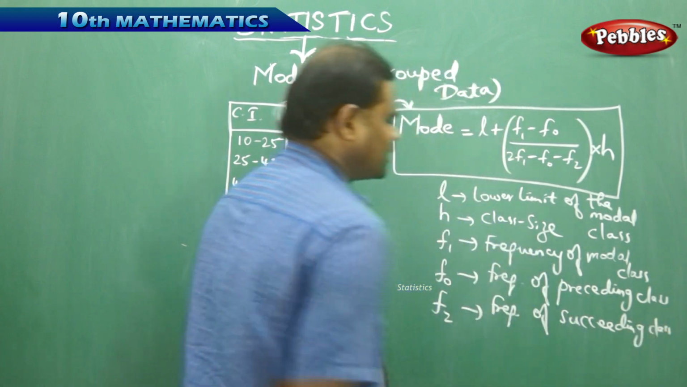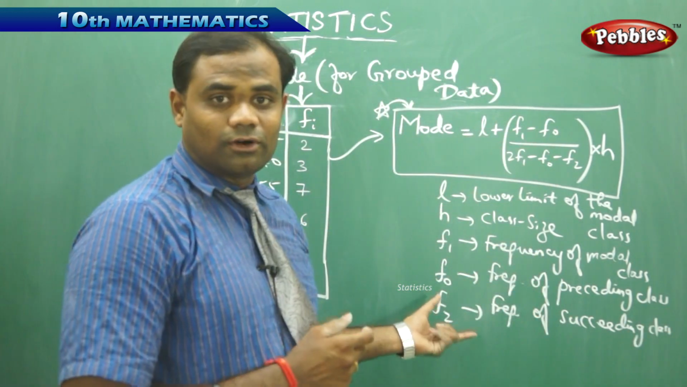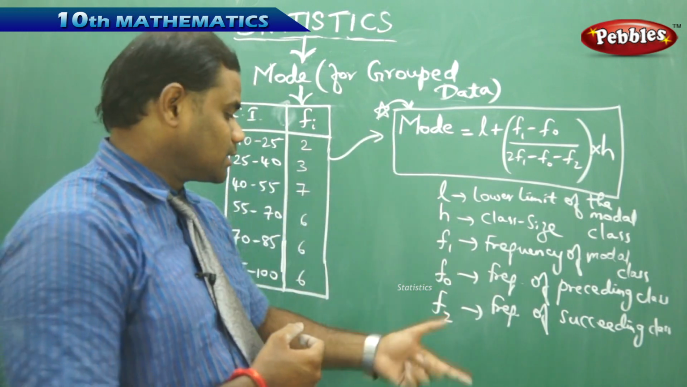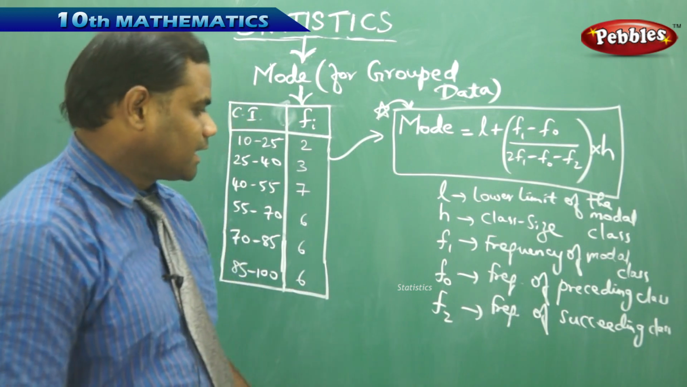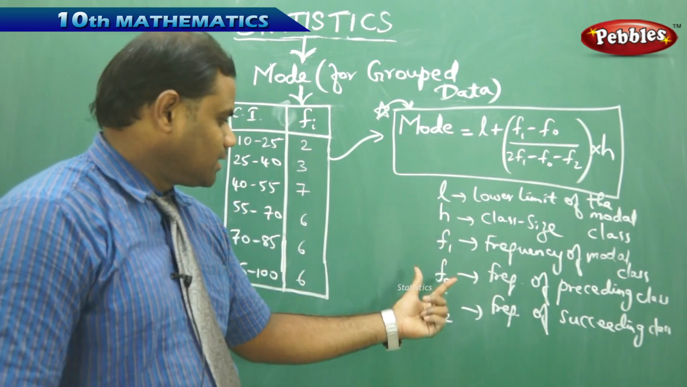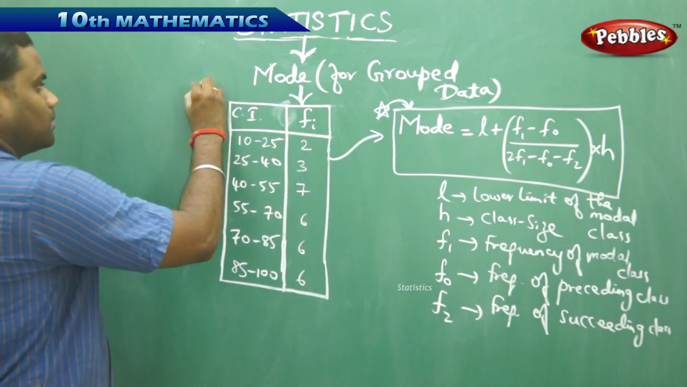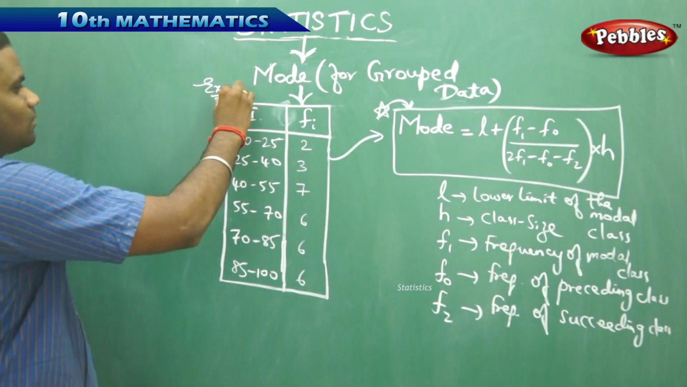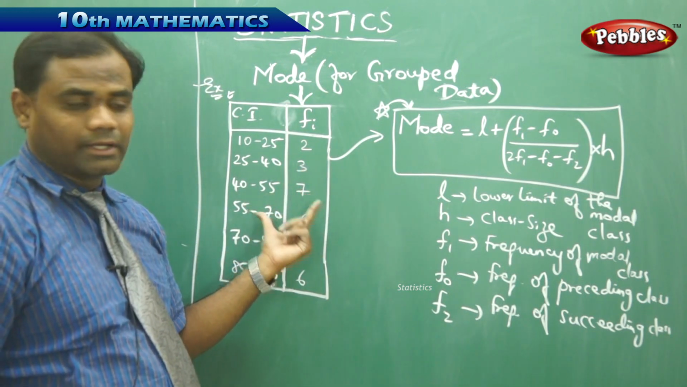The succeeding class, that is the class below the model class, has frequency F2. So let's see how we can calculate each of L, H, F0, F1 and F2 for this group data as an example problem. Now let's see how we can find the mode of this group data using this formula.